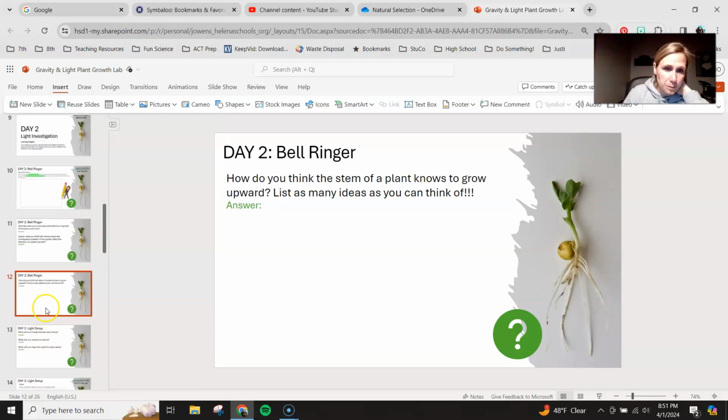Finally, answer this question: how do you think the stem of a plant knows to grow upward? List as many ideas as you can think of. This is how we started day 1 as well. You should be able to brainstorm 4 to 5 different ideas that suggest a stem grows upward because. What are some ideas? Take a second, pause this video, and complete your bell ringer on slides 10, 11, and 12. When you are done, you can come back to this video.